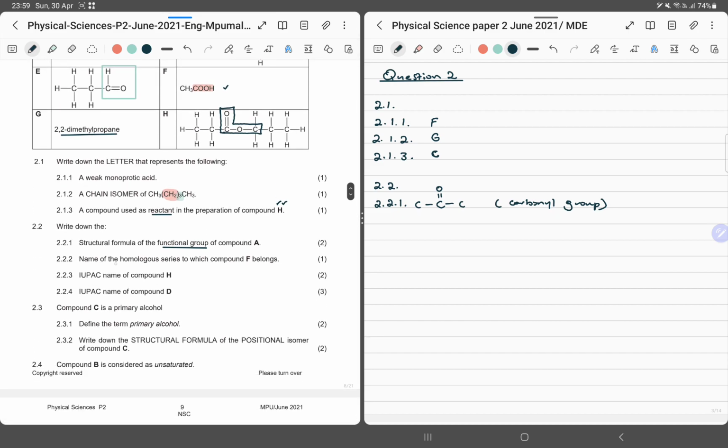Okay, now name the homologous series. Remember, homologous series is a group of compounds that can be described by the same general formula. Okay, so name the homologous series to which F belongs. F belongs to carboxylic acids.